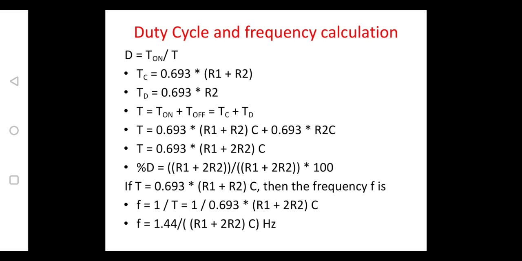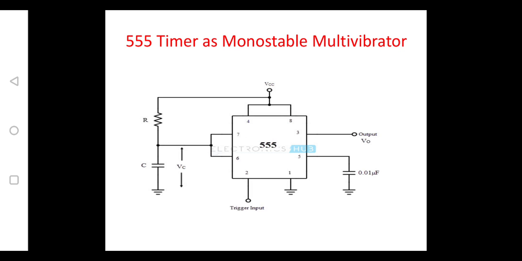Now let us go for the next one, which is a monostable multivibrator. So this is the pin diagram of a monostable multivibrator, in which the discharge pin and threshold pin are shorted and connected through a resistance and capacitance. Whereas in case of an astable, pin numbers 2 and 6 are shorted. In case of monostable, 6 and 7 are shorted.